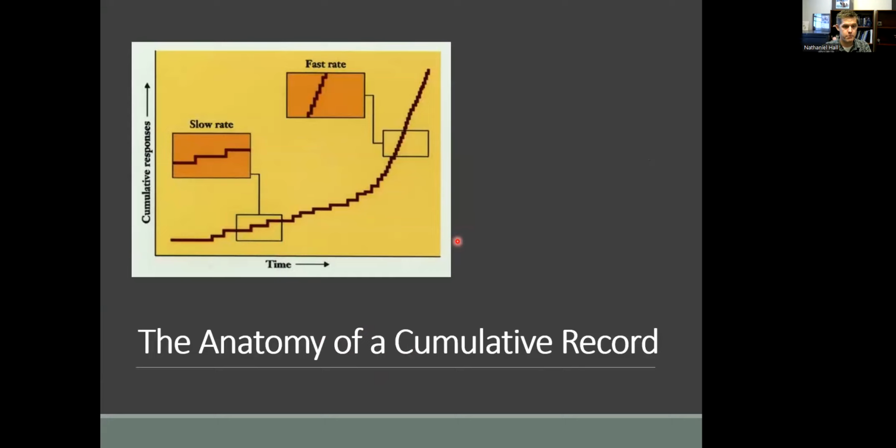So as time passes, the paper is scrolling and moving slowly. Here there are very few responses over a period of time, so this would be a very slow rate of behavior. Whereas in this case, this would be a very fast rate of behavior because the pen is ticking up very, very quickly as time moves on.